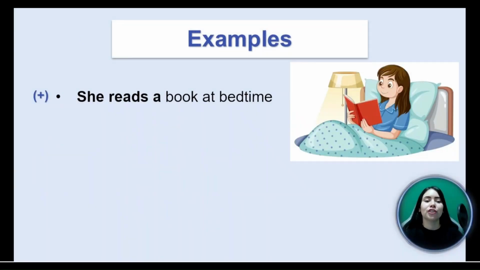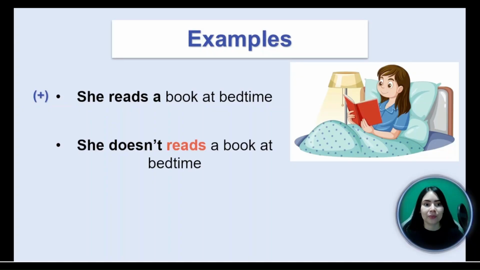Another example. She reads a book at bedtime. This is the affirmative sentence. Remember, for the subject she, he, and it, we add an S in the verbs. Reads. In the negations it is different. For the negations, we need to use an auxiliary, and the auxiliary is does. In this case, we say she doesn't reads a book at bedtime.